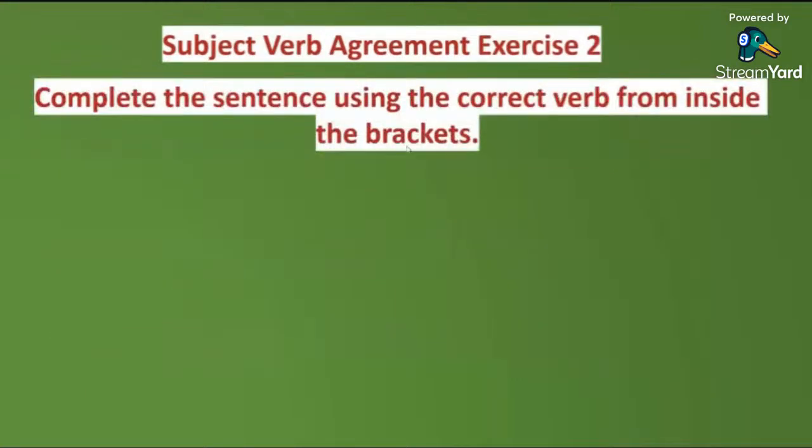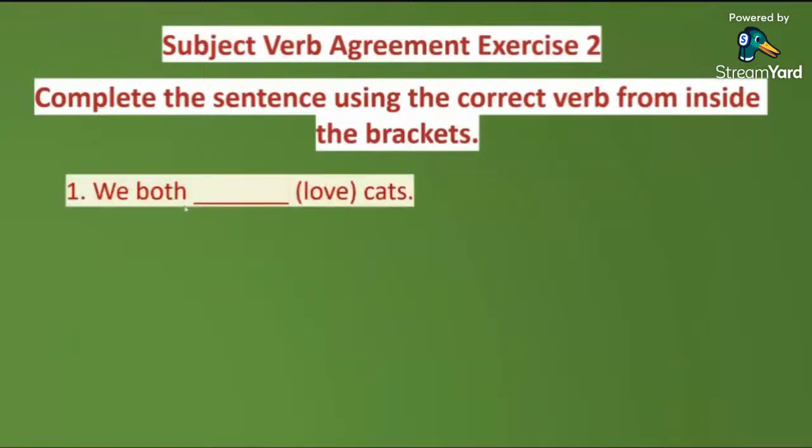Complete the sentence using the correct verb from inside the brackets. Number 1. We both blank cats. The verb inside the bracket is love. Answer is, we both love cats.